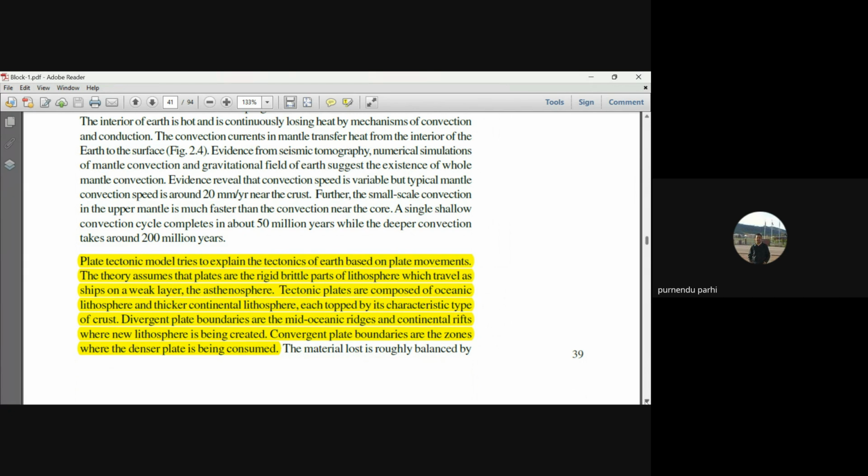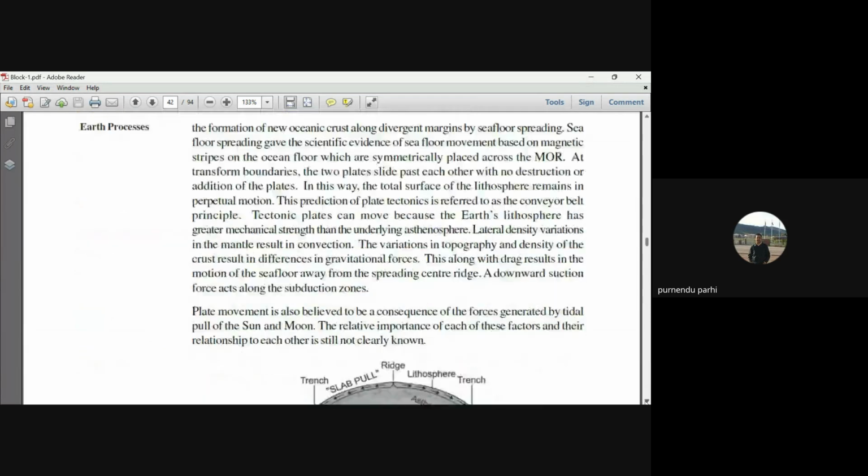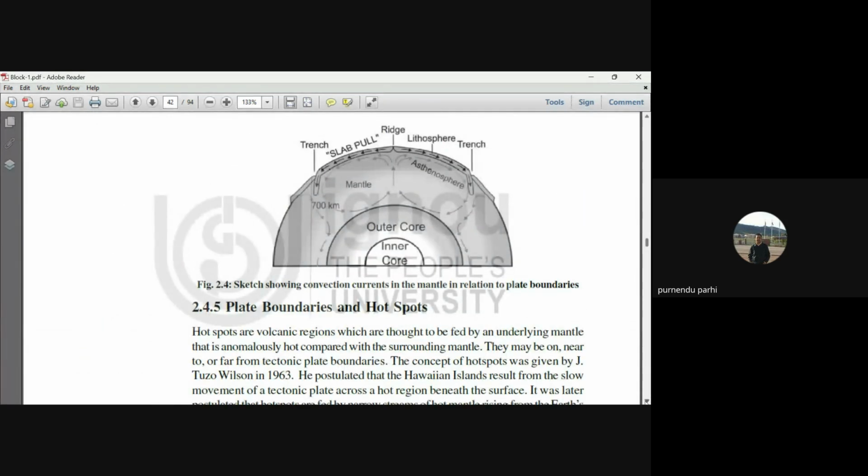Divergent plate boundaries are the mid-oceanic ridges and continental rifts where new lithosphere is being created. Convergent plate boundaries are the zones where the denser plate is being consumed. So this is the sketch showing the convection currents in the mantle in relation to the plate boundaries. There's the inner core, then the outer core, then the asthenosphere, the mantle, where you have trench, ridge, and lithosphere.